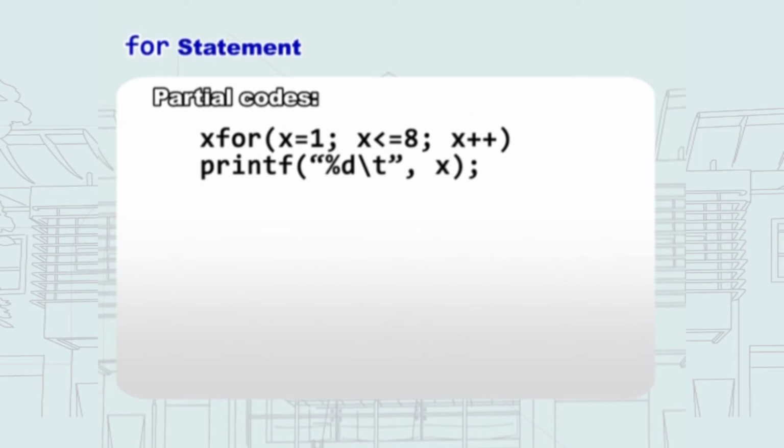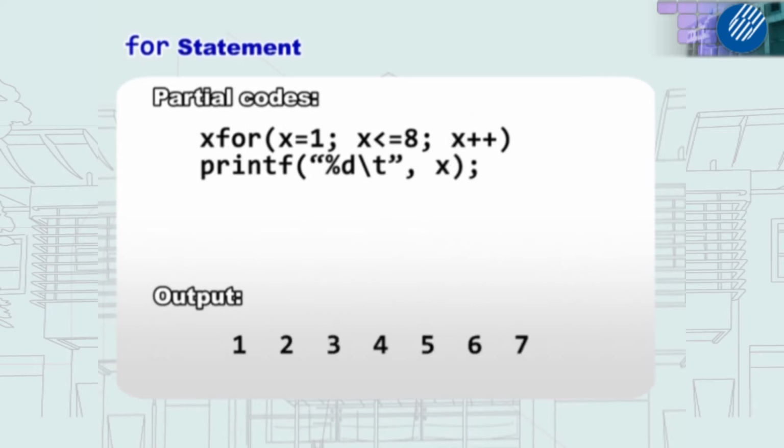The current value x equals 2 is tested again using the condition. And if it is true, the process of printing happens again with the latest value of x. And the whole looping process is repeated until the condition is false. Look at the output. Do you get the idea of looping using for statement?